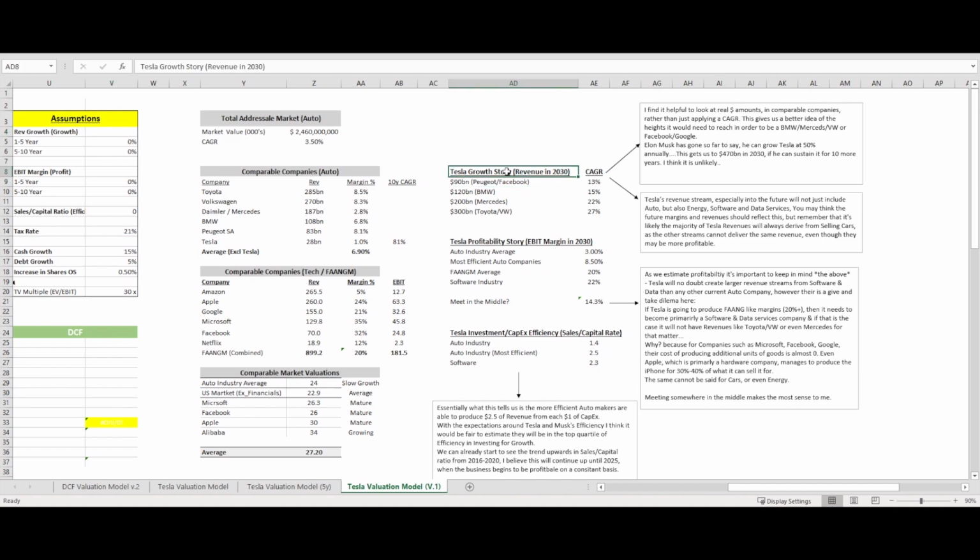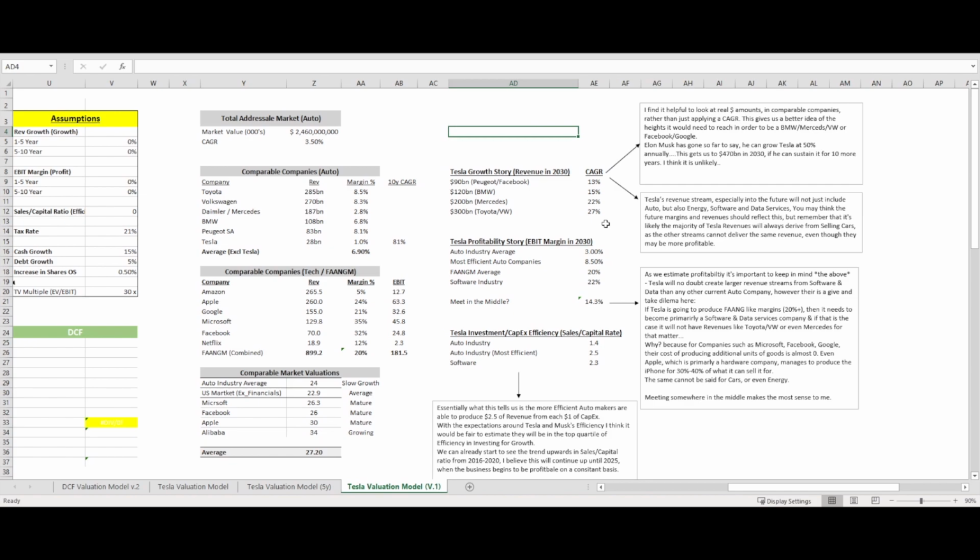If we start with growth, so the Tesla growth story, I find it helpful to look at real dollar amounts when thinking about what Tesla could be in 10 years' time. In terms of comparable companies, I've got some down here. So rather than just applying a compound annual growth rate, this gives us an idea of the heights Tesla would need to reach in order to be, say, a BMW, Mercedes or VW of the world, or even a Facebook or Google if we're thinking in tech terms. Elon Musk has actually gone so far as to say that he can grow Tesla at 50% annually, and if he can do this for 10 years running, this gets us to about 470 billion of revenue in 2030.